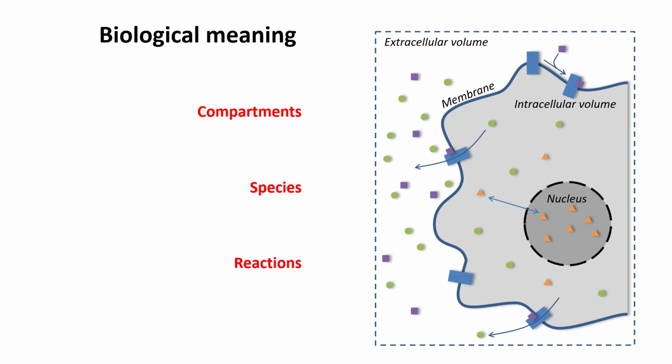The biological meaning of the terms is quite easy. Look at any biological model and you'll see different volumes and molecules inside them. They can move from one volume to another or transform into other molecules. So the volumes are compartments and the molecules here are species.